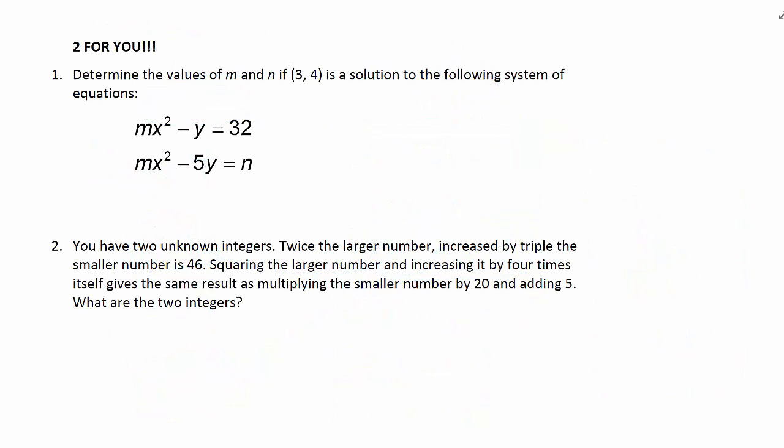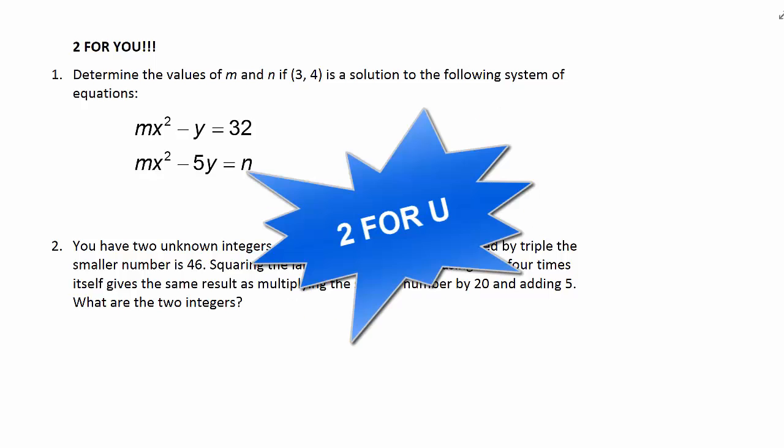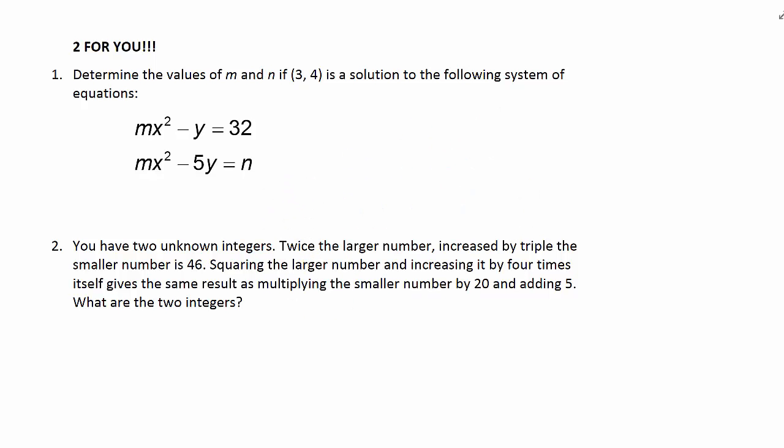And now it's time for Two for You! Determine the values of m and n if 3, 4 is the solution (x, y) to the following system of equations. And then the second one, you have two unknown integers. Twice the larger number increased by triple the smaller number is 46. Squaring the larger number, etc. What are the two integers? So much fun!